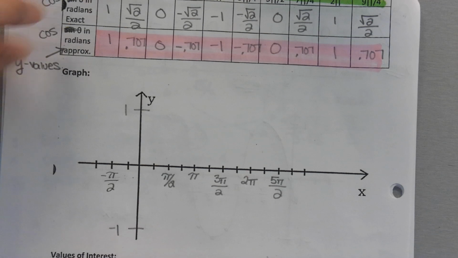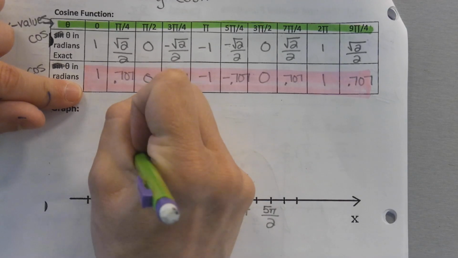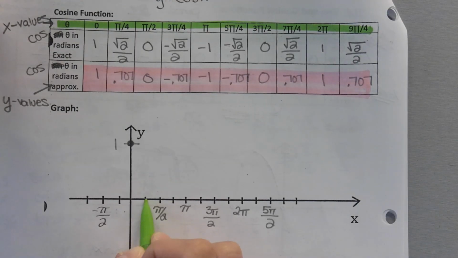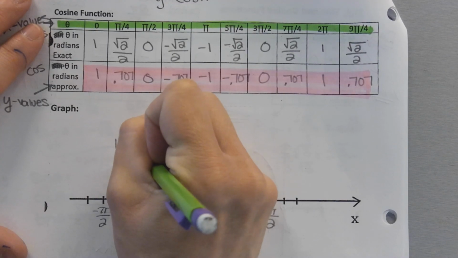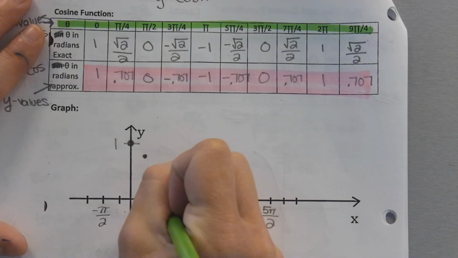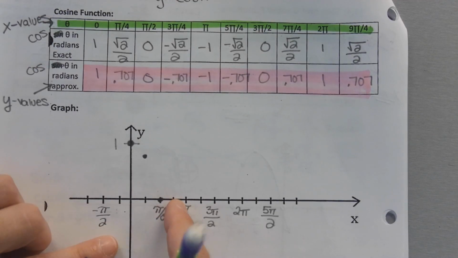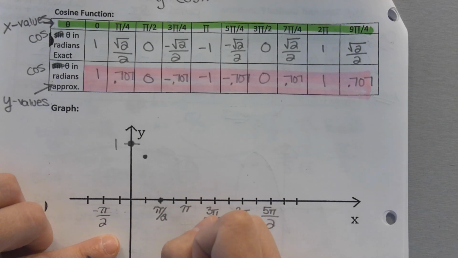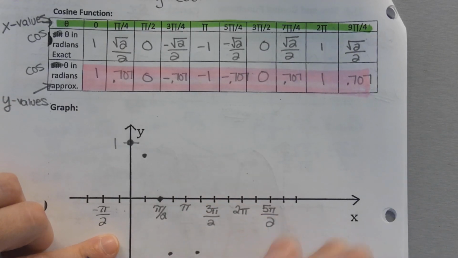Let's start graphing. At 0, I'm at positive 1. So 0, 1 is a point on my graph. At pi over 4, which is the next spot over, I'm at 0.707. So I'm like here-ish. Where am I for pi over 2? 0. Then the next one over, I'm at negative 0.707. At pi, I'm at negative 1. Then I'm at negative 0.707 again.